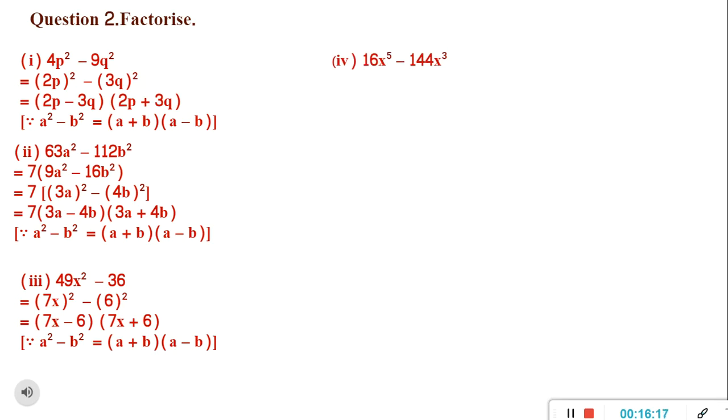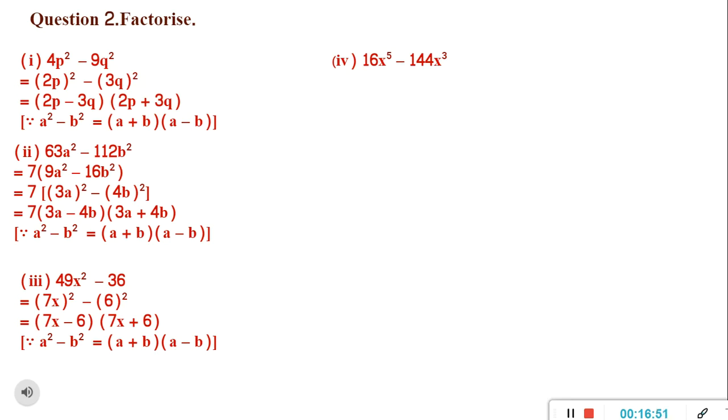Here also you can see that 144 and 16. So 16 is a perfect square and 144 is also a perfect square. But x raised to 5, that is not a perfect square. If it is an even power, like x raised to 4 or x raised to 2, then we can say it is a perfect square, right? Then x raised to 9 is also not perfect. Then 144x cube, that is also not perfect. So what can we take?